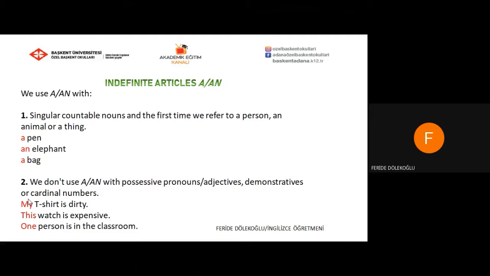We use a or an with singular countable nouns, and the first time we refer to a person, an animal, or a thing. A pen, an elephant, a bag. These are singular countable nouns. We don't use indefinite articles with possessive pronouns, adjectives, demonstratives, or cardinal numbers. For example, my t-shirt is dirty. Here you see a possessive adjective, so we don't use an indefinite article. This watch is expensive. One person is in the classroom.